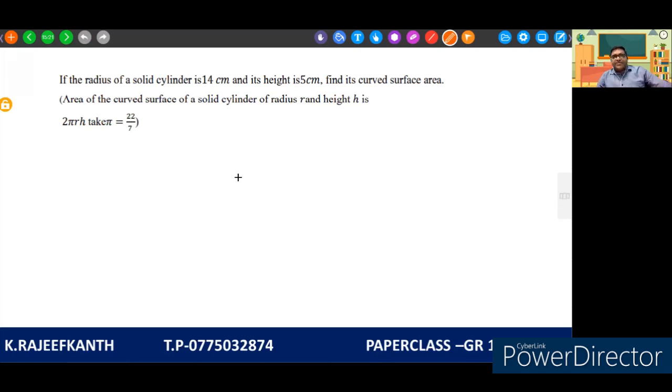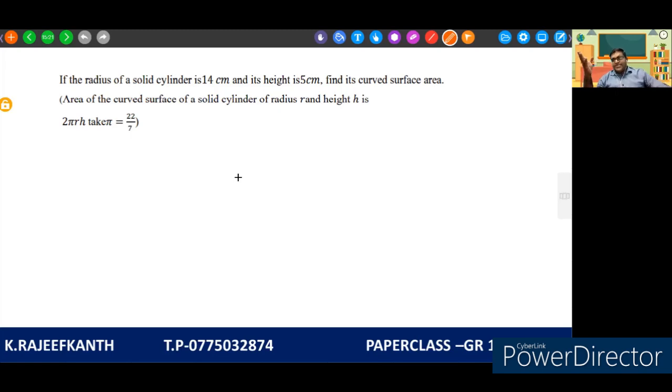If the radius of a solid cylinder is 14 centimeters and its height is 5 centimeters. Here we have already discussed the curved surface of a cylinder. There are two types of surface, circular surface and curved surface. The area of the curved surface is 2 pi RH. If the radius is R and the height is H of a cylinder, then the curved area is 2 pi RH. Here they have given the radius and also the height of that cylinder. Find its curved surface area.